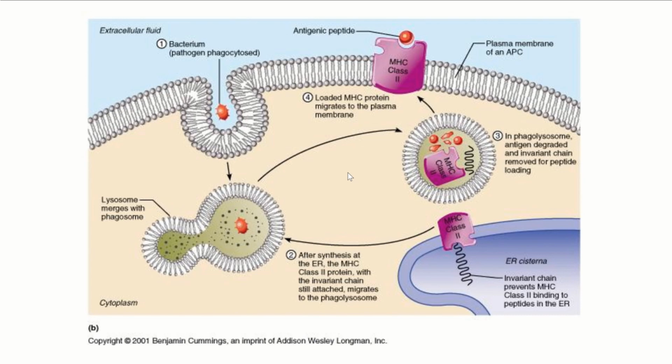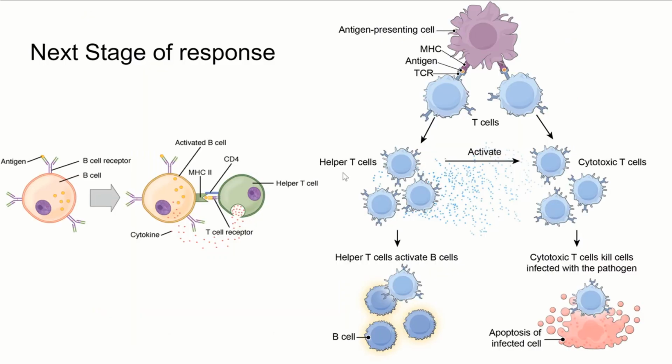So now the T cell knows that we have an infection. What do we do now? And this is where the next stage of the response comes in. So the T cell is going to read the MHC proteins. And when they do that, they are either going to become a helper T cell or a cytotoxic T cell. The cytotoxic T cells are going to kill the infected cell.